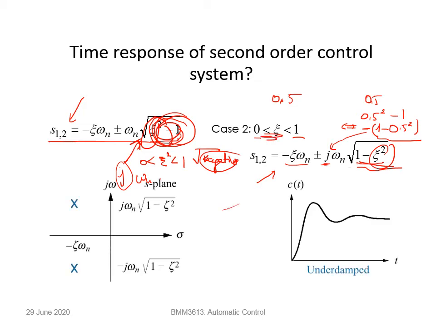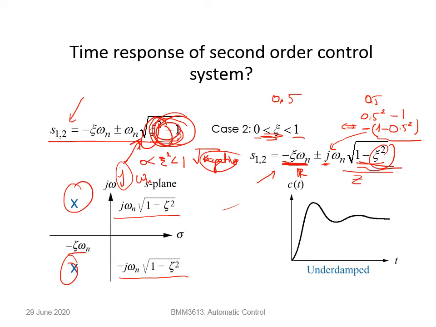So where are the poles? Now zeta is not 0, so we have this real component, and we also have this complex component. The real and complex components mean we'll have the positions of the poles over here, right? So we'll have one pole at minus zeta omega n plus j omega n square root of 1 minus zeta square, and another pole at minus zeta omega n minus j omega n square root of 1 minus zeta square.